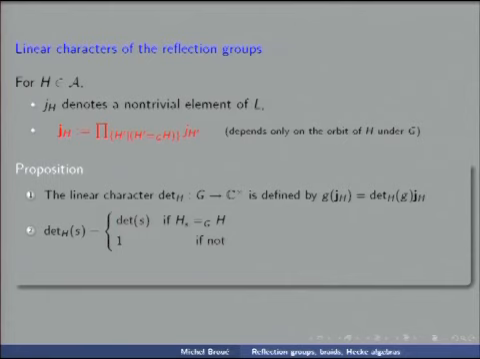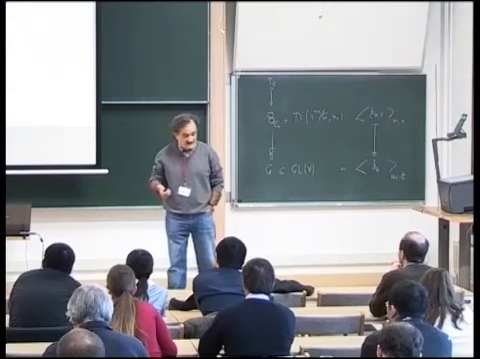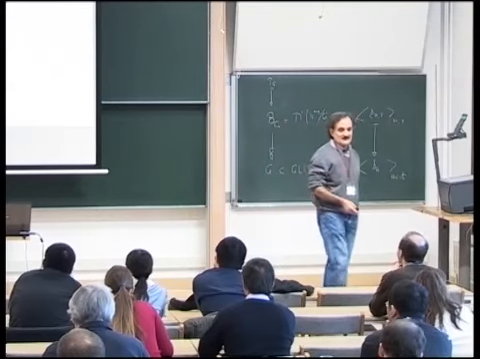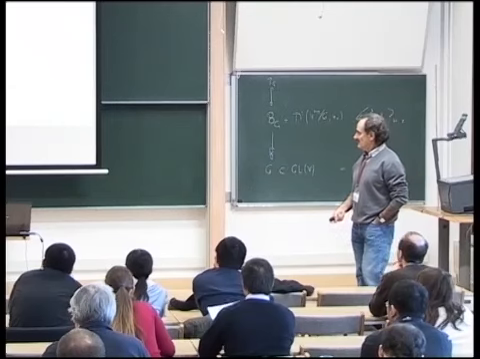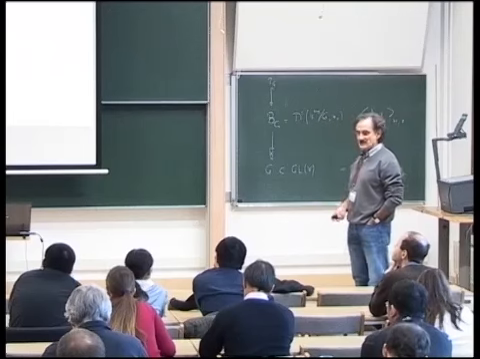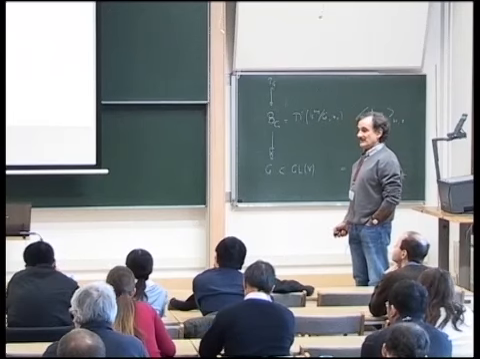The value of the character on this vector. So once again, this bold JH is an element of the symmetric algebra. You see, it's a homogeneous element, this is the monomial. And so the linear character defined that way is computed that way. The determinant H of a reflection is the determinant if the reflection is in the family associated with this H, the family of reflections whose reflecting hyperplane is conjugate to H, and one if not. Okay?